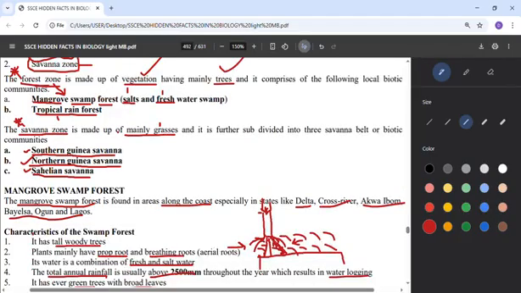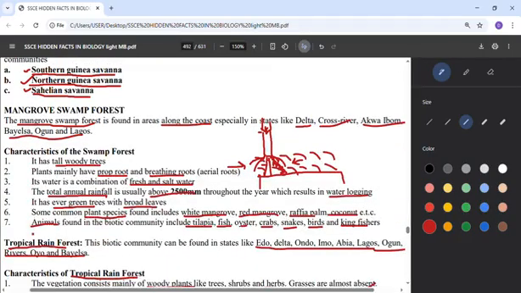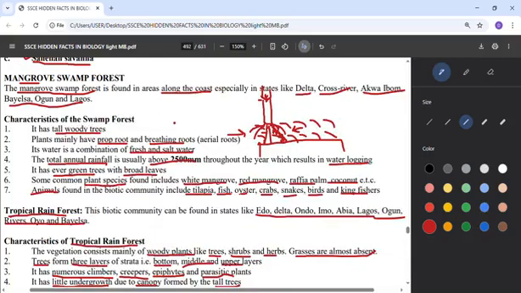So let's go back to the forest. Remember, under forests we have mangrove swamp forest, which I said has both fresh and salt water. The areas where you can see mangrove swamp forest is along the coastal region. That means regions that have water, salt water or the likes. Like if you go to Delta, you will see the Cross River, because there's water there. Akwa Ibom, Bayelsa, Ogun, and Lagos.